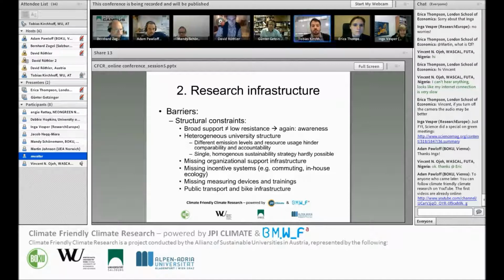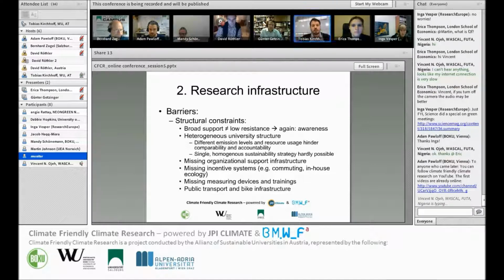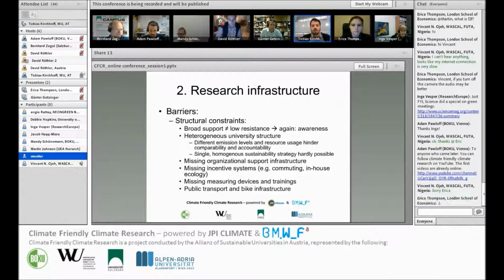There's this comparability issue, but also to account for all the emissions that are being produced at the research infrastructure. What is also kind of a structural barrier is that for these heterogeneous universities, it's always difficult to come up with a single or homogeneous sustainability strategy, which means that it needs a lot of time and effort to develop sustainability strategies for universities, and that could be sometimes easier for companies in the free market, I'd say.